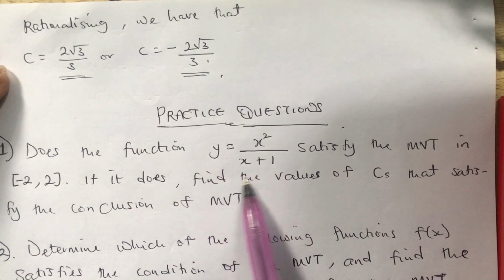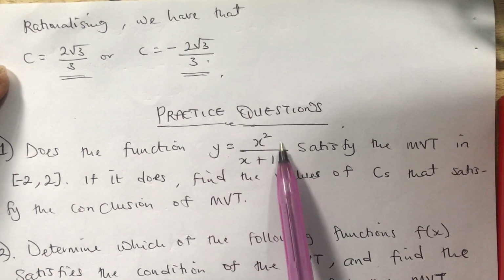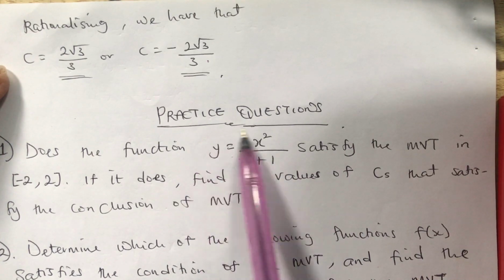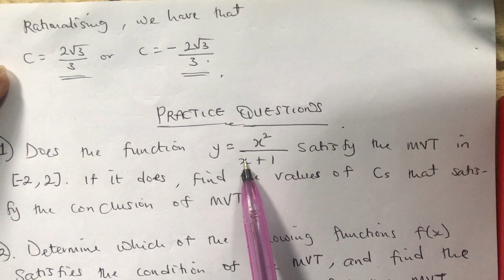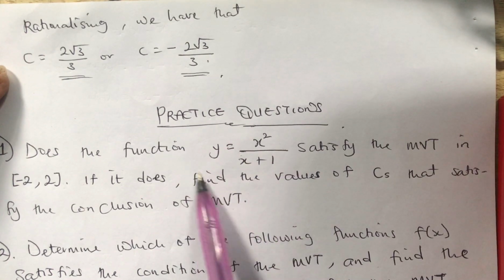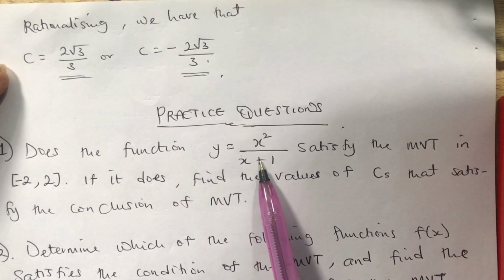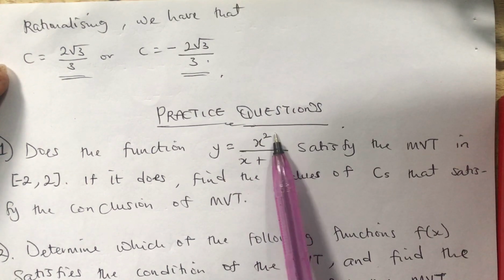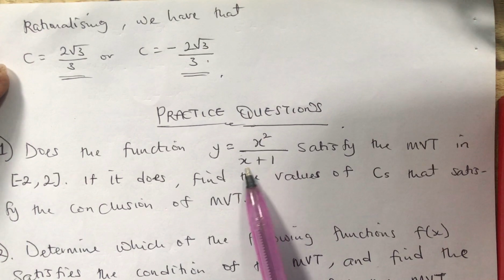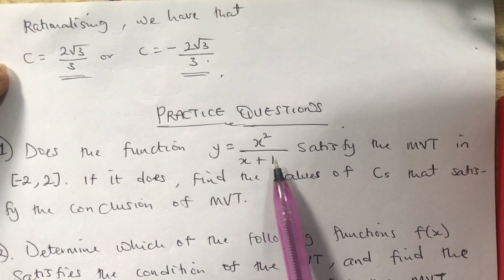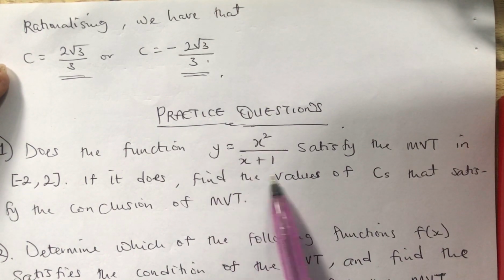What you need to do for this first question is to check if this function has a point of discontinuity. Yes, this function has a point of discontinuity, and the point of discontinuity of this function is minus 1, because by the time you put minus 1 in this function, it will be undefined. We end up having 1 over 0, which is undefined. So the point of discontinuity of this function is minus 1.